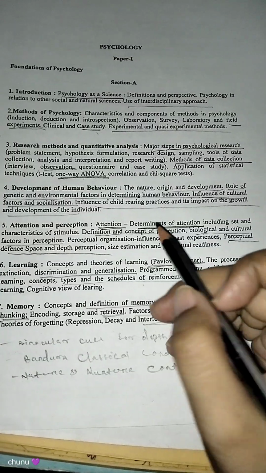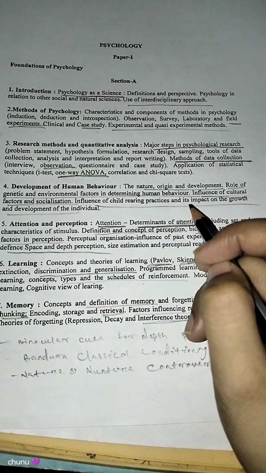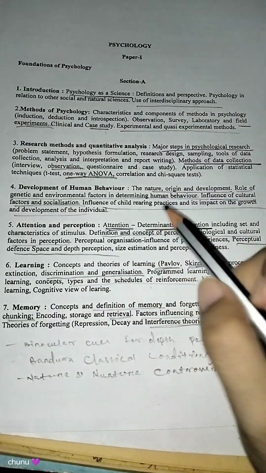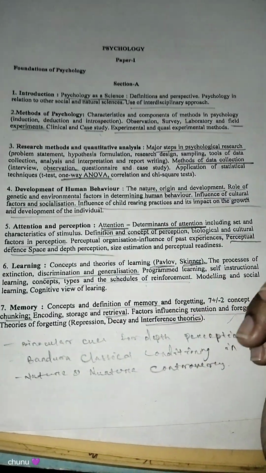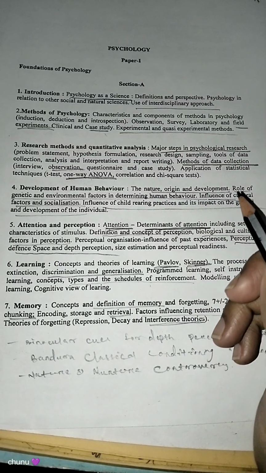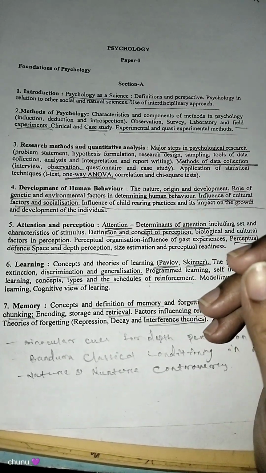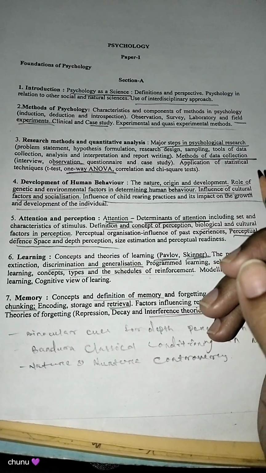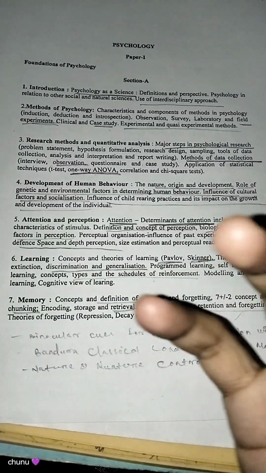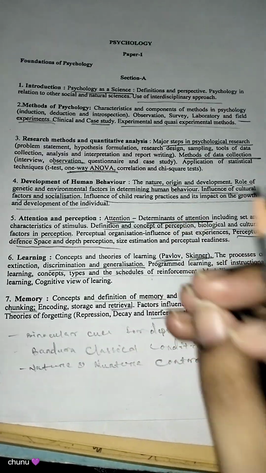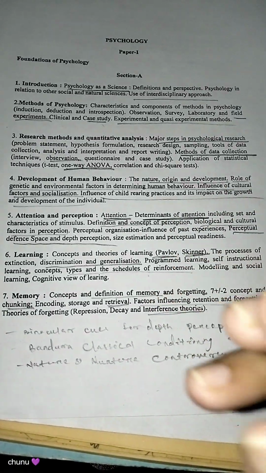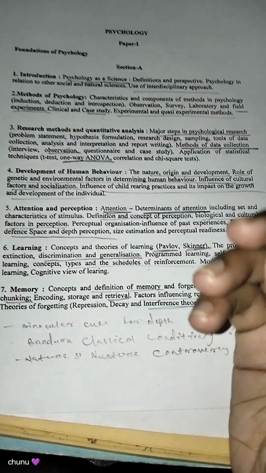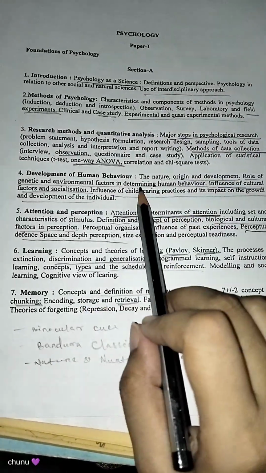Then the influence of child rearing practices and their impact on the growth and development of the child or individual. We know a lot of children are reared in orphanages, and how parents learn and rear the child is very crucial for both the child as well as the parents. So it's a very important chapter for psychology students.